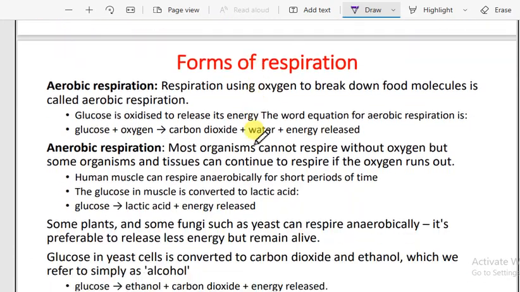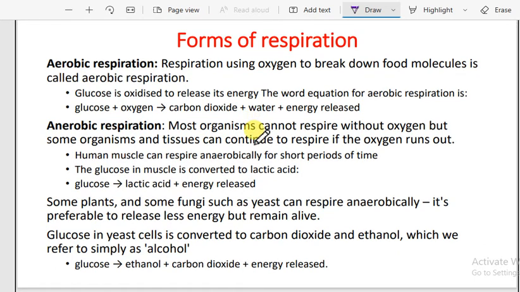Now we'll look at this. So there are two types of respiration. You need to know the definition and the symbol equation. That comes out a lot. When we begin to look at past exam questions, I'll explain that in detail. So we have aerobic respiration, which is the respiration that involves the use of oxygen. So oxygen is used to break down food molecules to release energy. So glucose is oxidized to release energy.